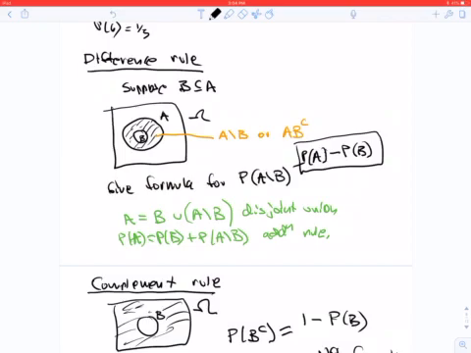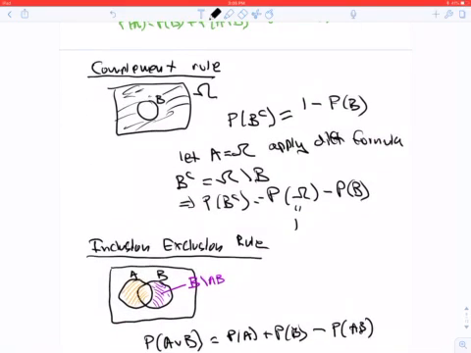But if you want to follow your axioms, note that B union A minus B is a disjoint union. And so then the probability of A is equal to the probability of B plus the probability of A minus B by the addition rule. We also have the complement rule. So the probability of the complement of B is just 1 minus the probability of B. Here, just let A be your outcome space, and then you're just going to apply the difference formula.